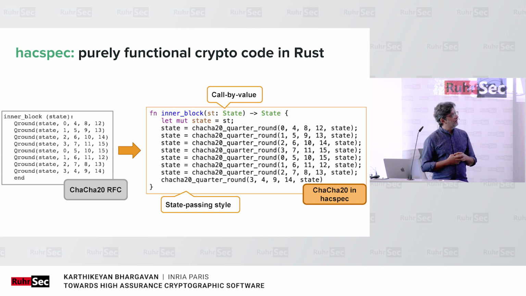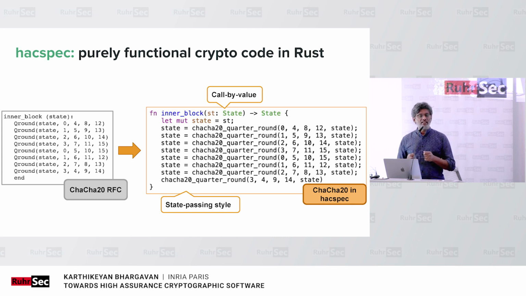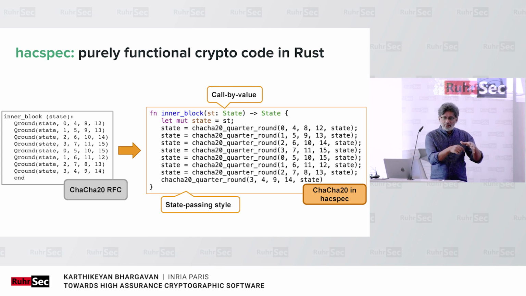So what does it look like? Here's the first example. On the left is the inner block function from ChaCha20. That's the pseudocode in the RFC. And on the right is the HACspec code or spec for this. It's Rust, as you can see. Although on the left, the RFC code actually modifies state in place from the beginning to the end. So it's actually modifying the input state. On the right, it's not modifying the state. It's taking the state as input and giving out a new state as output. However, in the body of the function, you are allowed to locally mutate the state. That's okay, because it's a local mutation.